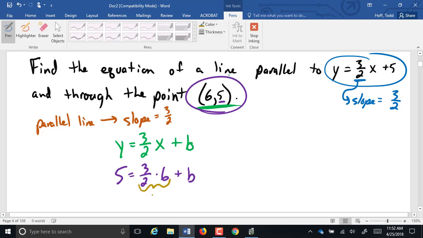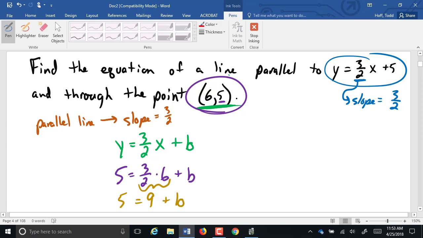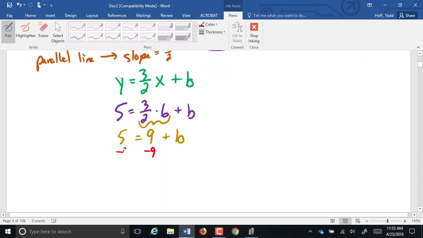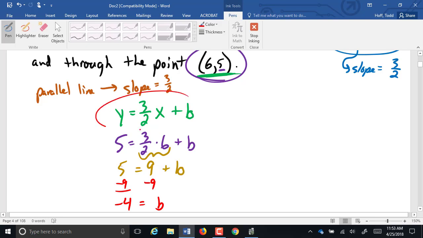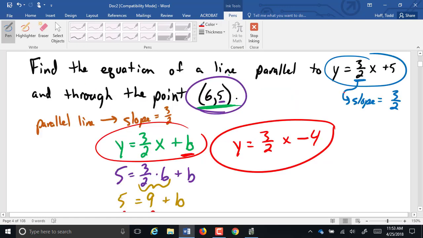So we do 3/2 times 6, which is 9. So 5 equals 9 plus B. Then we'll subtract 9. So 5 minus 9 is -4 equals B. So that means we go back up to our parallel equation and replace B with -4. So y equals 3/2 x, B is -4, so minus 4. That is the equation of a line parallel to y equals 3/2 x plus 5, but through the point 6, 5.